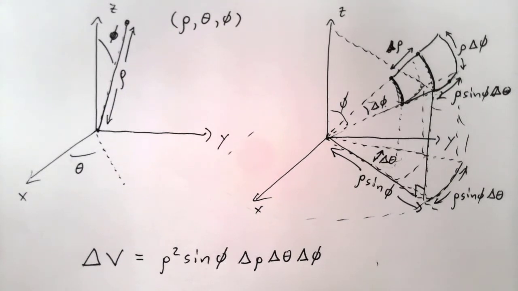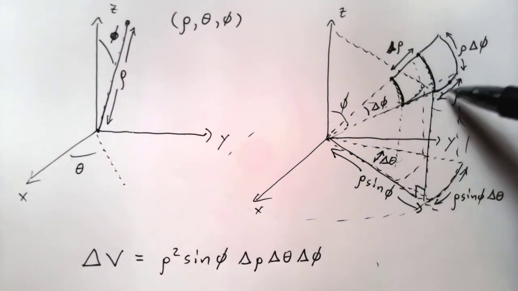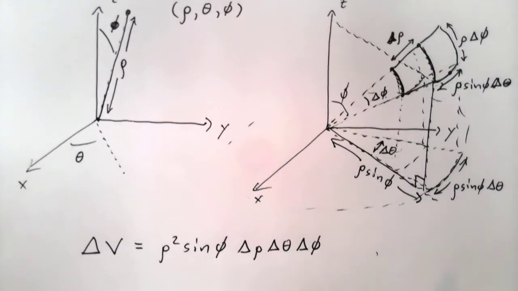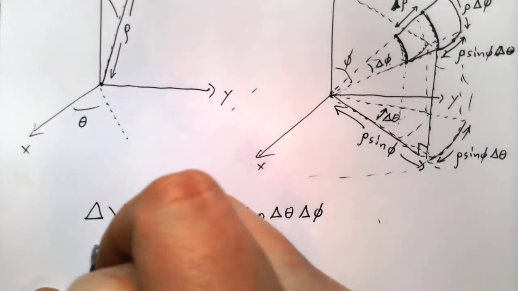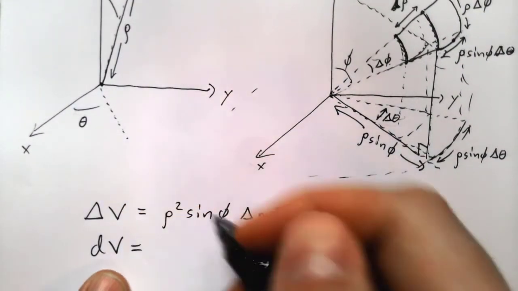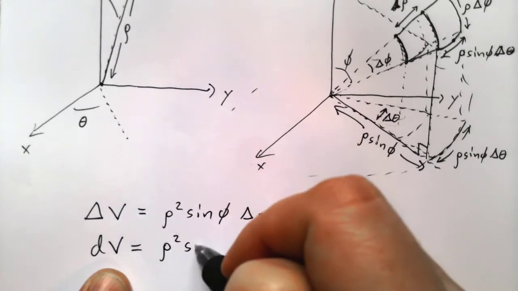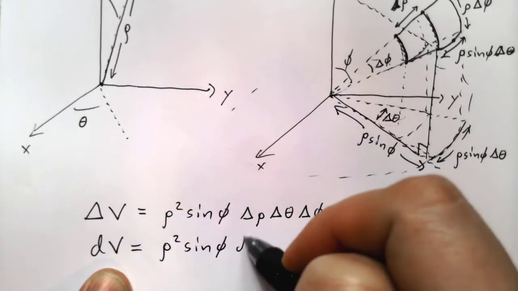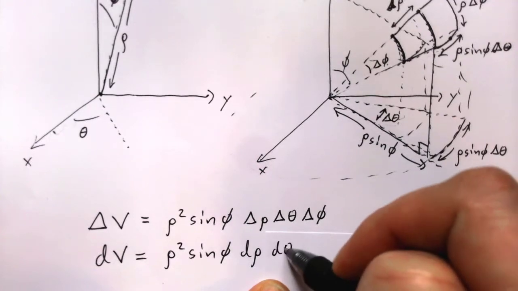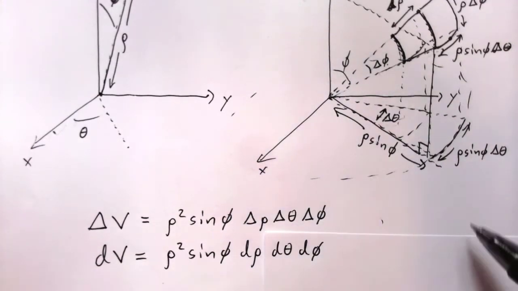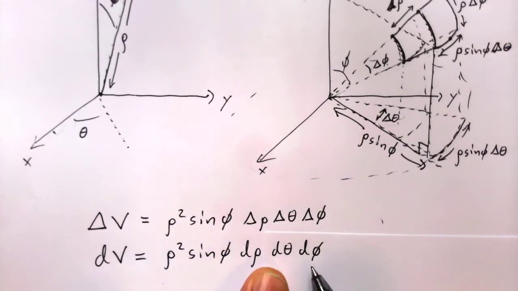Now, when we do an integral, we make these volumes infinitesimally small. And so to represent that, we change the delta to a d. And so we'll write this as dV equals rho squared sine phi d rho d theta d phi. And so this is the volume element we'll be using in our integrals in spherical coordinates.